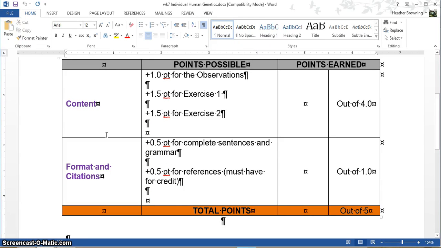Okay, so this one has only 2 exercises, which is really nice. And it's a point for observations because we're going to have a few. Hopefully we can share. And like I said, look over here. It's half a point for references, and you have to have them. Let me go to the walkthrough.